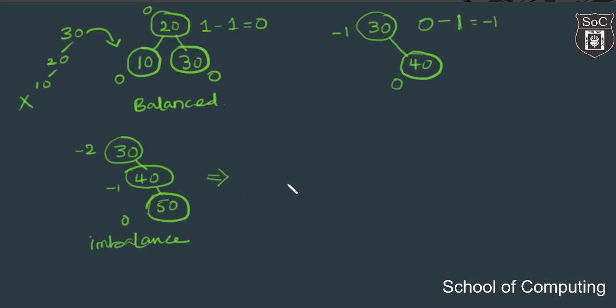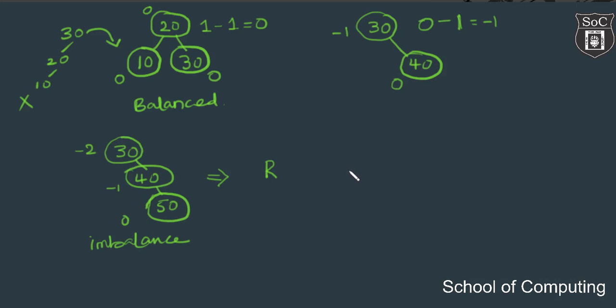The first alphabet is based on the side where the problem has occurred, whether the problem has occurred on the left side or right side. The problem has occurred on the right side of the tree. From the root node, if you observe, the problem has occurred on the right side of the tree. So I write my first alphabet R.